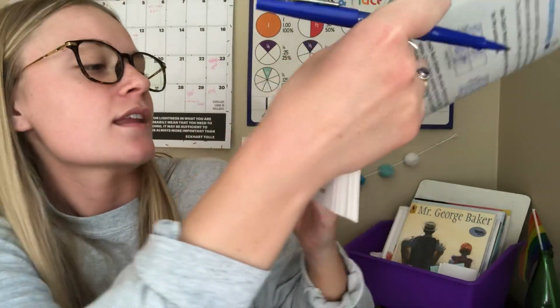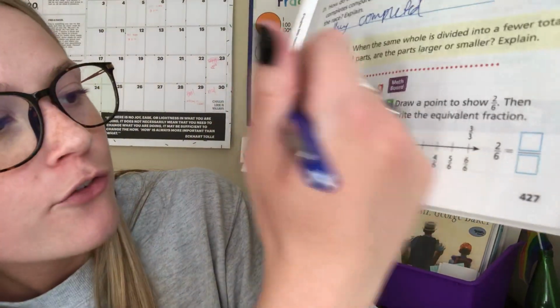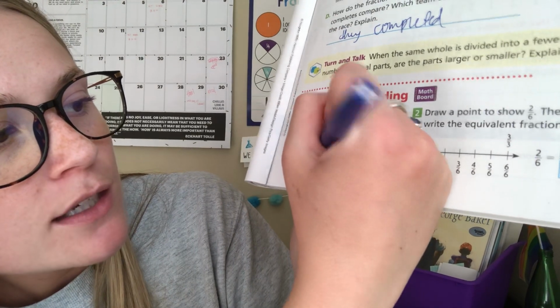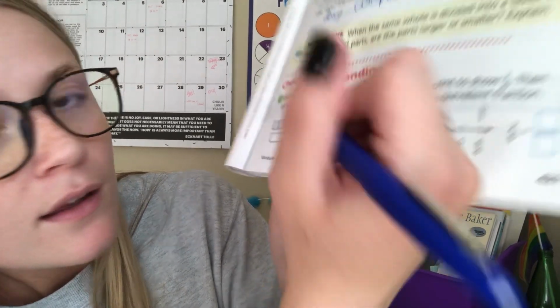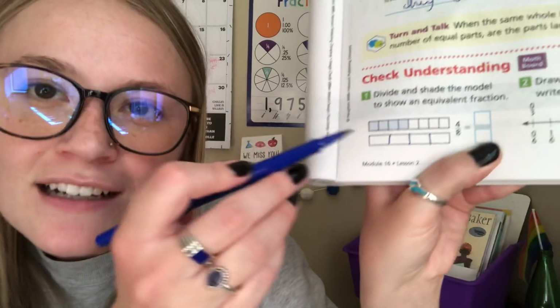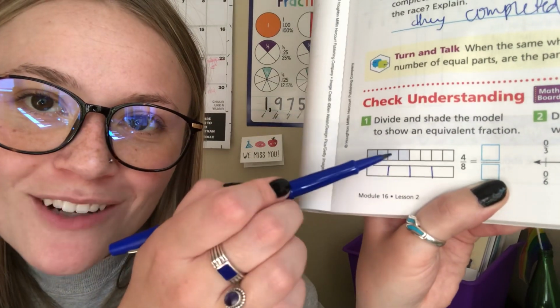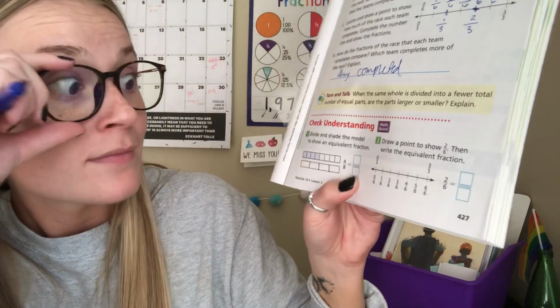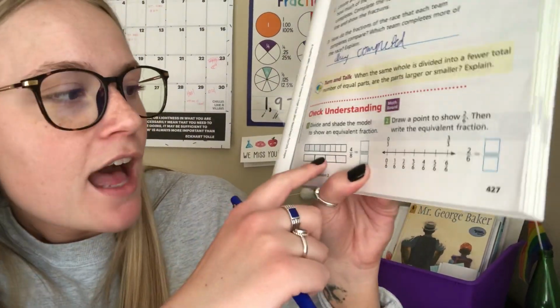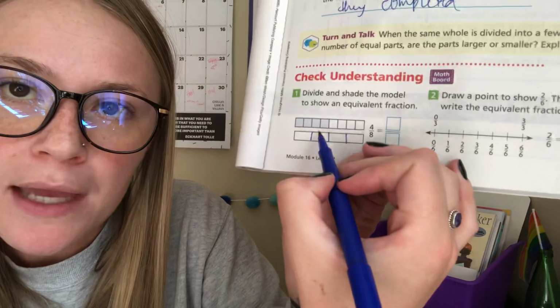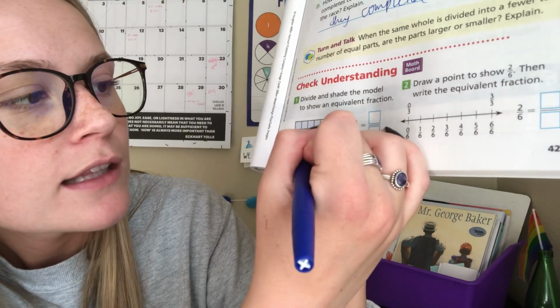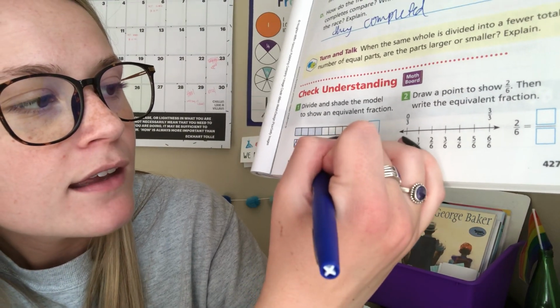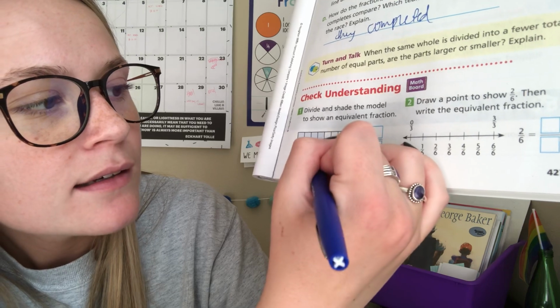So I'm going to continue 4 groups with 2 in each group. See how I did that? 2 in that group, 2 there, 2 there, 2. And so now I have 4 groups of 2. Okay, so then I will color in the same amount. So color in the first 2 and the next box.